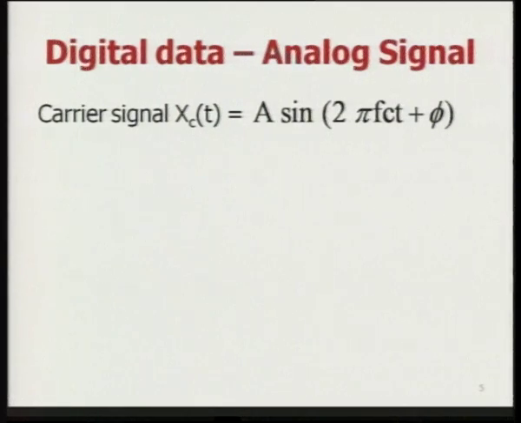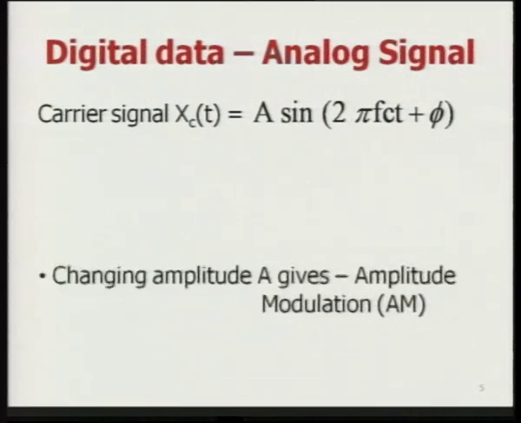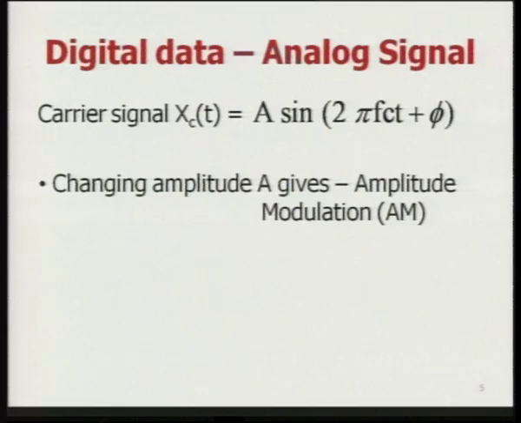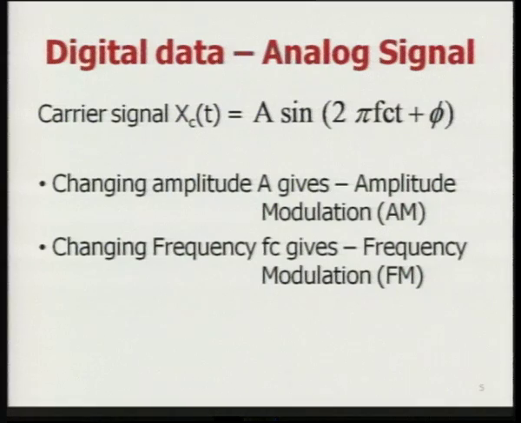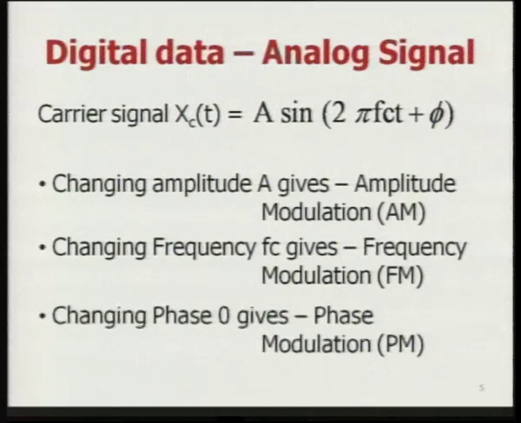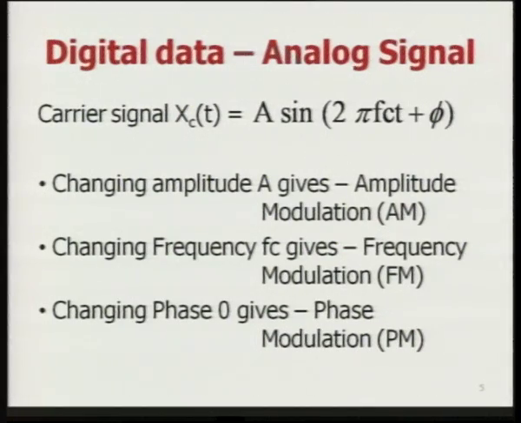If you have a carrier signal xc(t) equal to A sin(2 pi fc t + phi), changing the amplitude A gives what is called amplitude modulation, changing the frequency fc gives what is called frequency modulation, and changing the phase phi gives what is called phase modulation. So, we refer to it as AM, FM and PM. AM refers to amplitude modulation, FM refers to frequency modulation and PM refers to phase modulation.